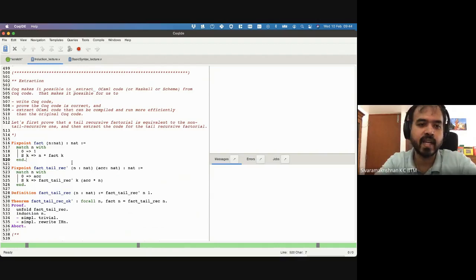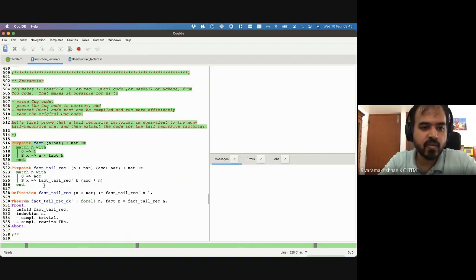So we are going to say that for all values of n, whatever result of factorial you get from this function is the same as whatever you get from the other function. So let's look at those functions. The factorial function: if n is 0, then 1. If n is some k plus 1, then it is n times factorial of k. That's the usual definition.